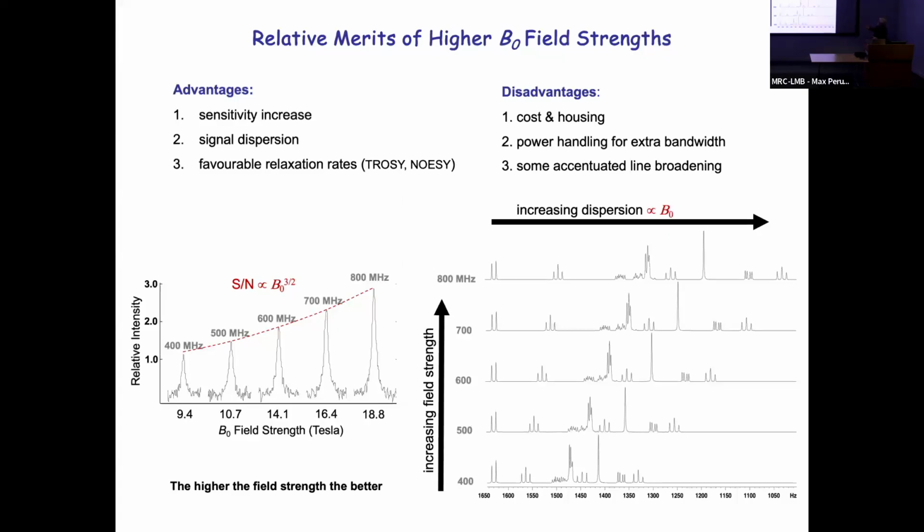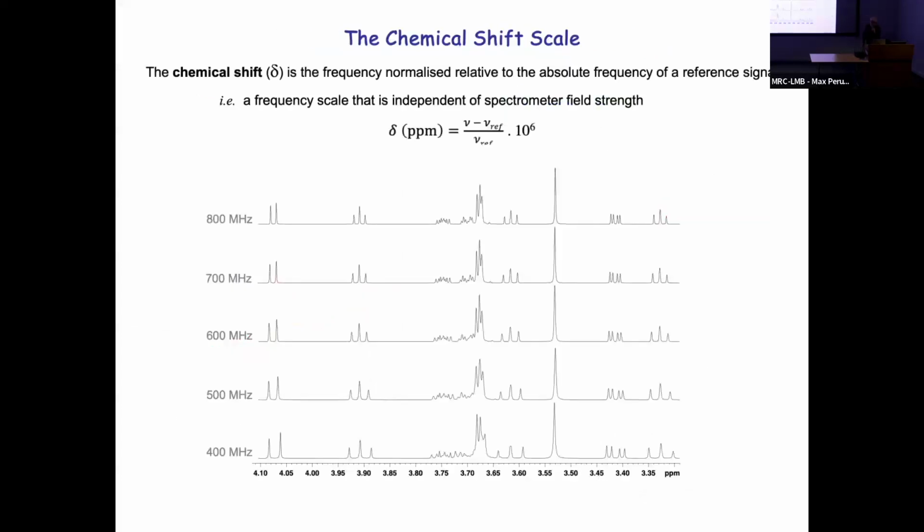The power handling: as we go to higher spread of frequencies, we have to put in more power. And so we start effectively microwaving samples as we go to higher power levels. And there's some accentuated line broadening, which I won't elaborate on very much. So one of the things that we have adopted, though, as a universal convention is the chemical shift scale.